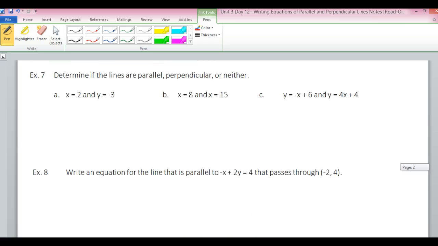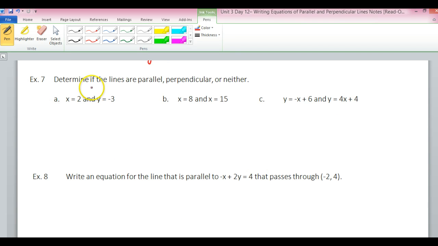Alright. So, determine if the lines are parallel, perpendicular, or neither. One thing I want you to understand: when you graph the equation of a line that's in the form x equals a number, that means all of your x coordinates are the same. And what happens is all those points line up vertically. So x equals a number is a vertical line. And if you have y equals a number, it will be a horizontal line.